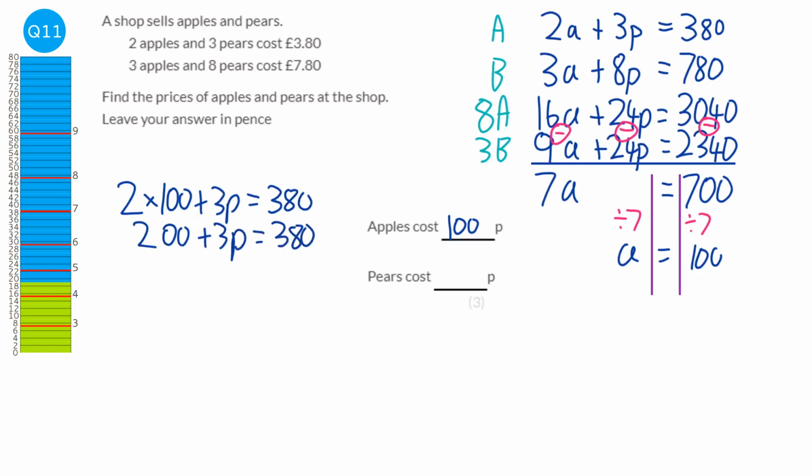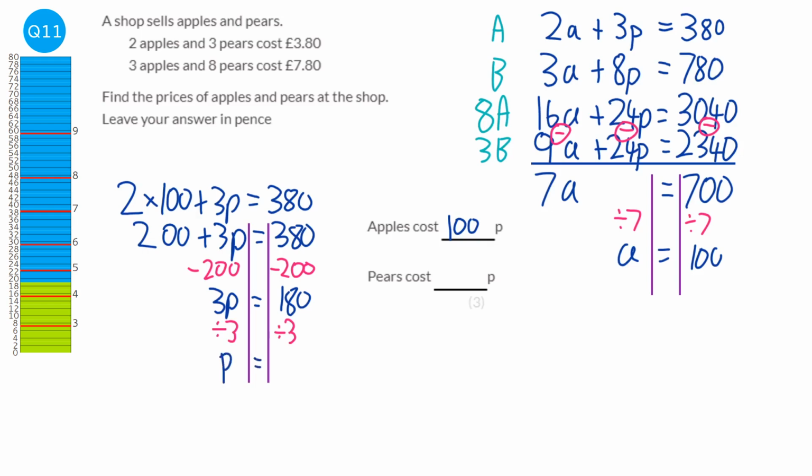And then again, I'm just going to draw my lines down. And we're going to subtract 200 from both sides. So it's going to be 3p equals 180. And then we're going to just divide by 3 both sides, and we've got p equals 60. So a pear costs 60.